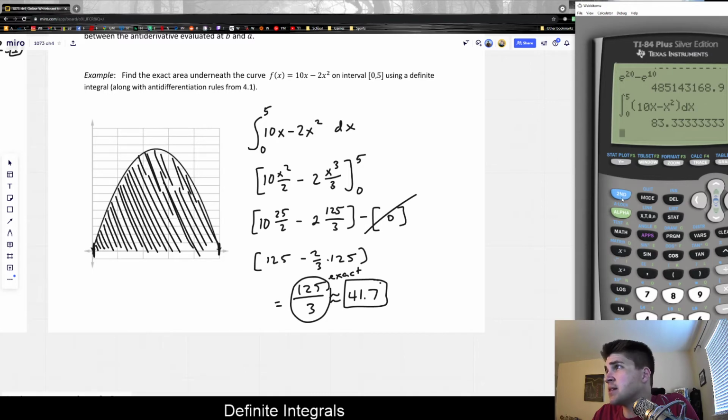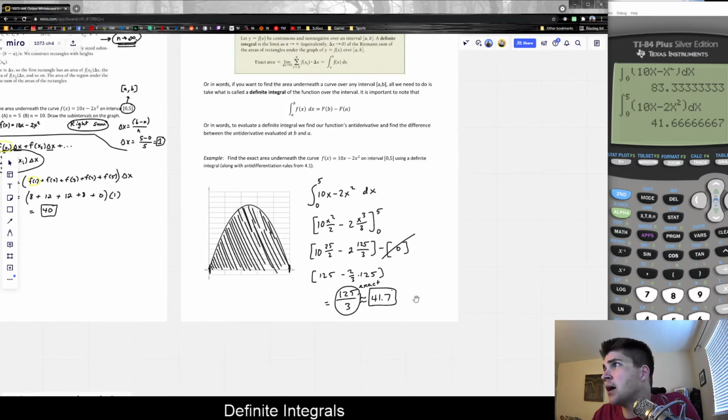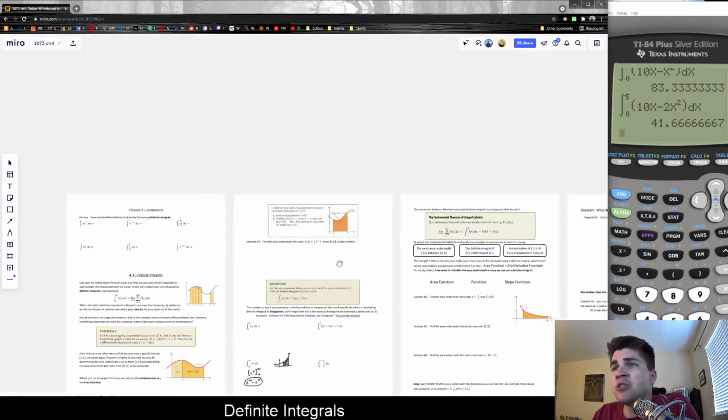what we got. Oh, it's because I typed it in wrong. It should be minus 2x squared. So I messed that up. And that would give us 41.6 repeating, yeah, exactly what we got before. So anyways, you can check yourself.